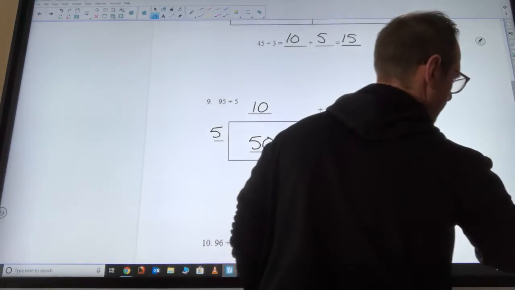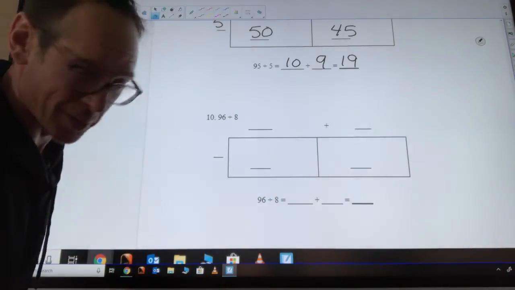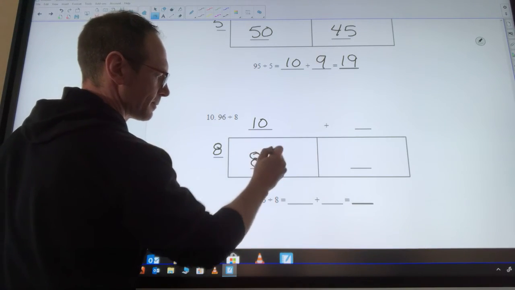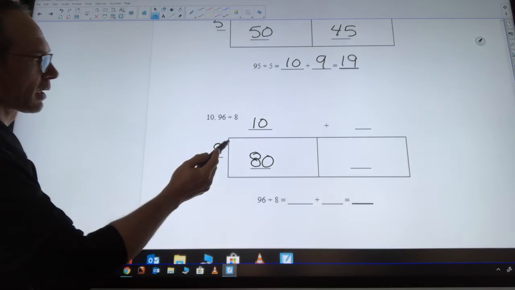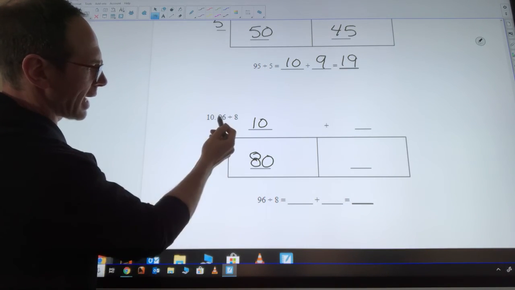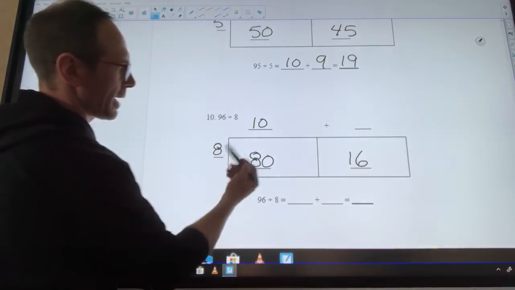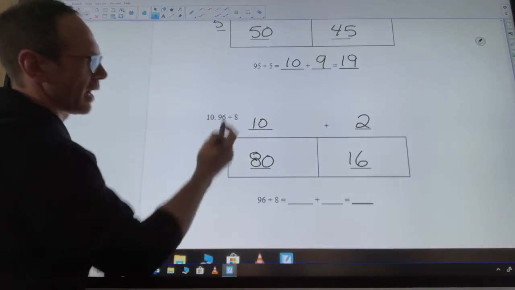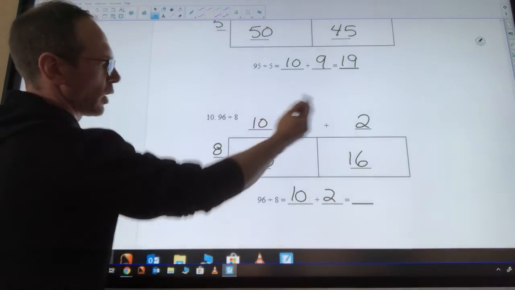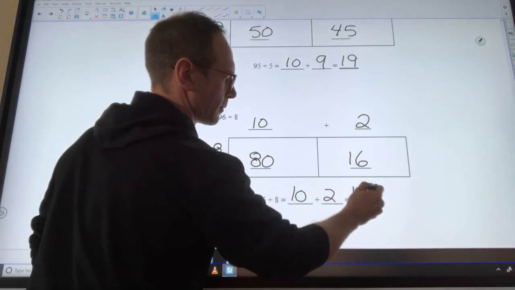Let's look at our last question. 96 divided by 8. So again, I know it's going to be more than 10 because 10 times 8 is 80. So let's see how many more would I have to get to 96. That would be 16 more, right? And 16 divided by 8 is 2. So now 10 plus 2 is 12. 12 times 8 is 96. 96 divided by 8 is 12.